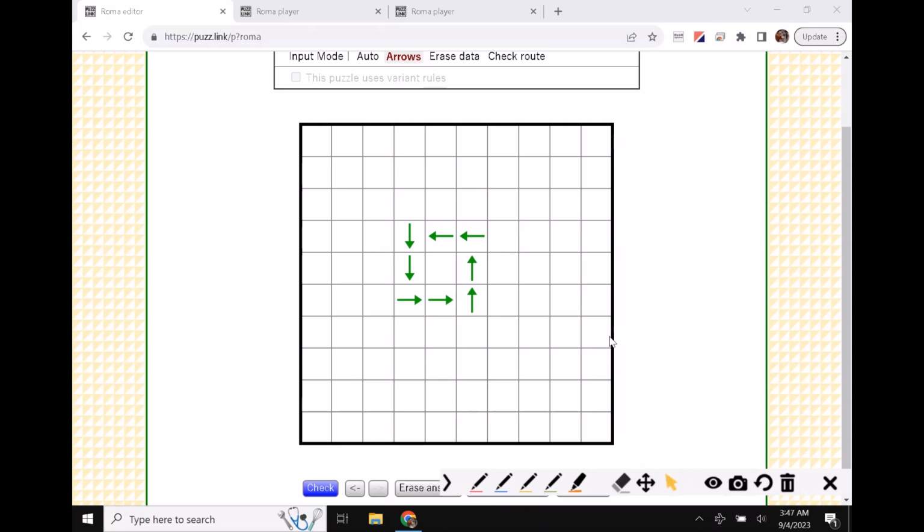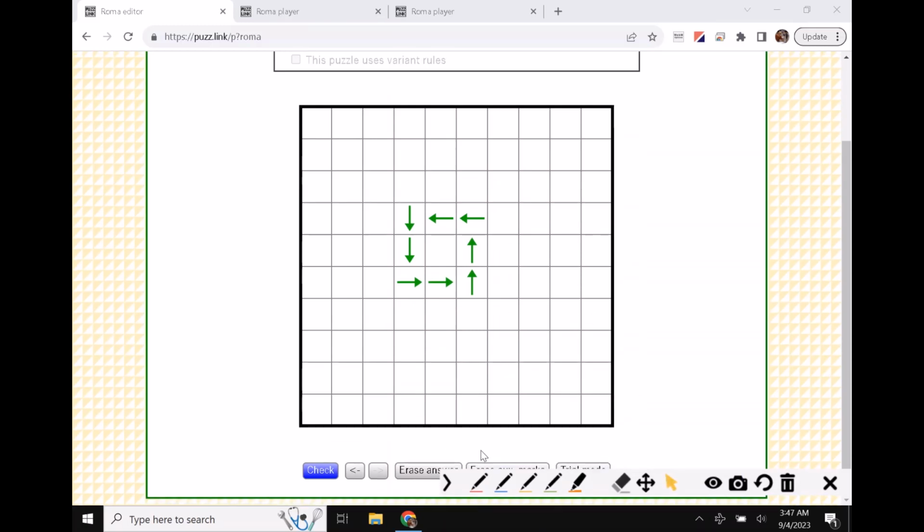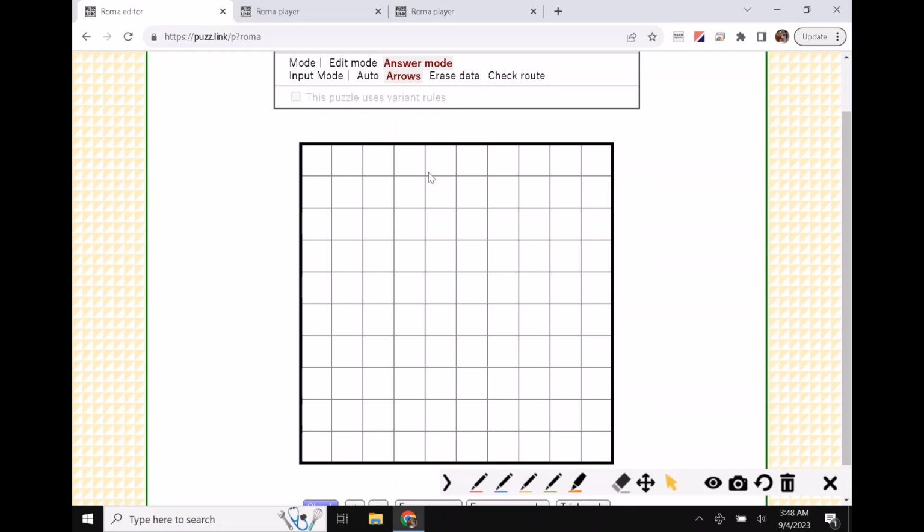Similarly, you can't have two arrows pointing at each other directly. That's just a special case of a loop. You can never have an arrow pointing at the border of the grid because it doesn't go anywhere.